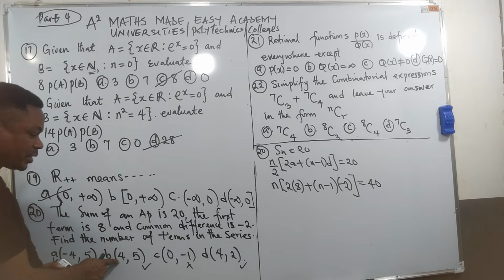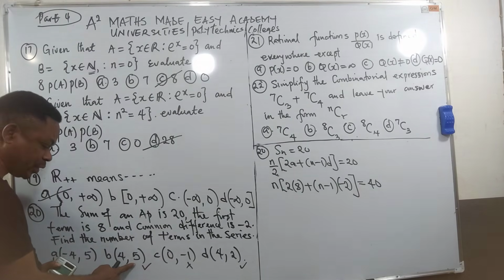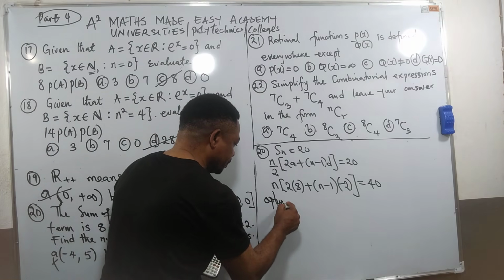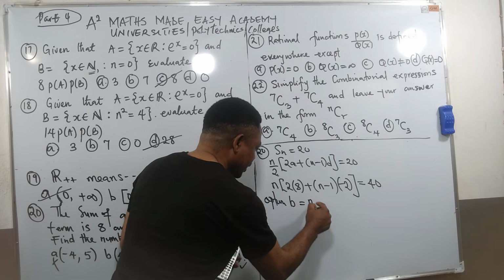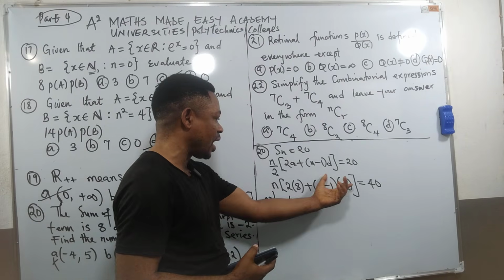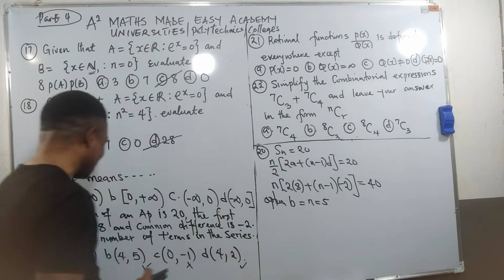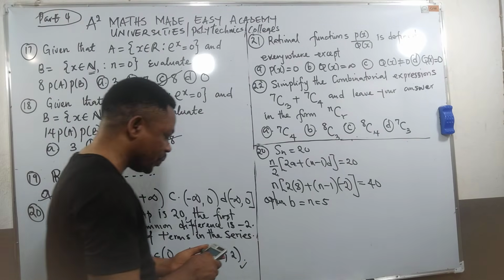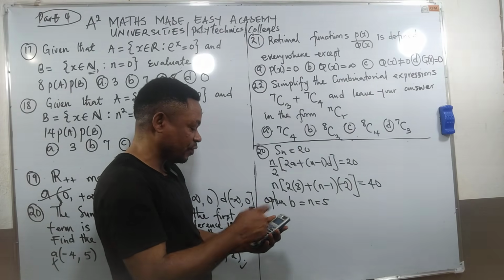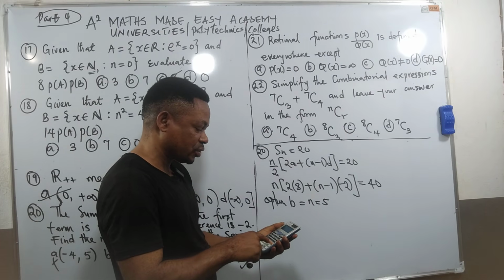Now there is 4 here, and there is also 4 here. So what I'm going to do now is try option B, using n to be 5. Anywhere I see n, I put 5, and if this analysis produces 40, then the right answer is option B. Now let's go. Bring your calculator and clear the function key. How do you clear the function key? Shift 9 3 equal to, then AC.